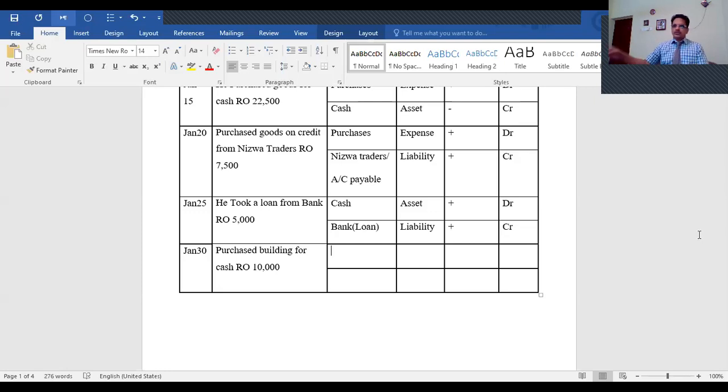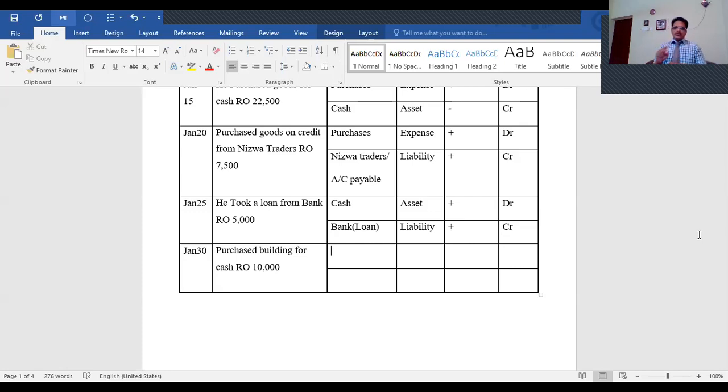Only for purchase of goods or sale of goods you can consider them as goods. That means for purchase of goods you'll write purchases account. For sale of goods you will write sales account. On all other occasions you have to write the respective asset account. That is a basic thing you have to understand.